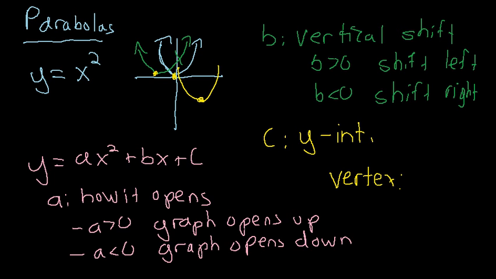And what's the vertex given by? The vertex is given by negative b over 2a. So that negative b over 2a gives you the x coordinate of the vertex. So those should all be helpful concepts to help you understand parabolas on the SAT.